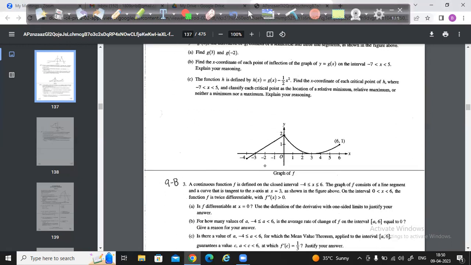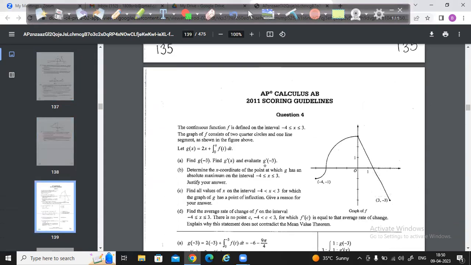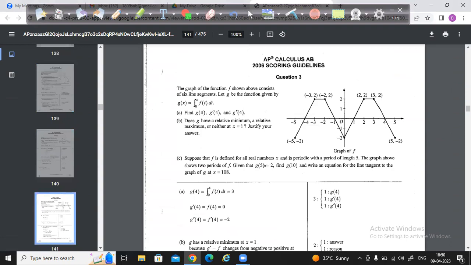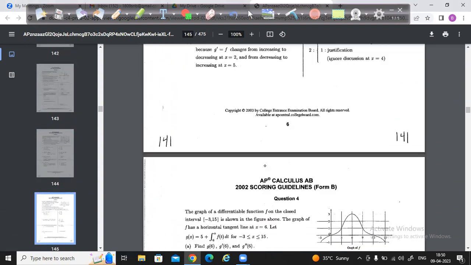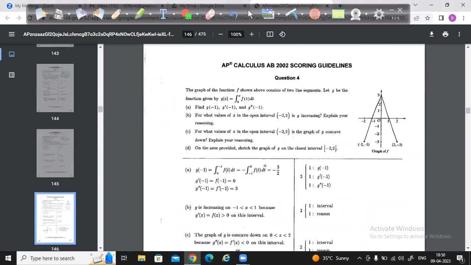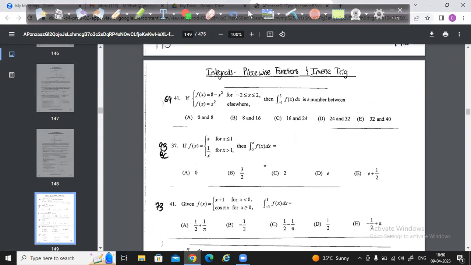Please do solve all other questions. You may get stuck in some questions, but see where exactly you are getting stuck. Please do solve; that is the way you'll improve. Please do solve all these questions. You are going to get one question for sure on this. 100% one free response question would be there based on this.